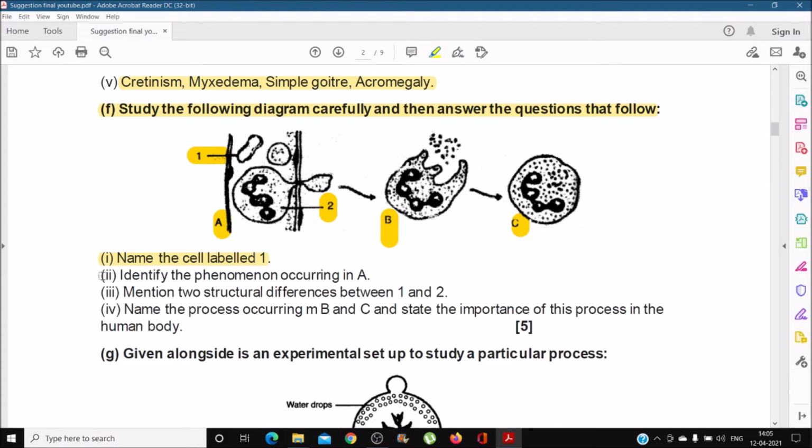Number 2. Identify the phenomenon occurring in A. In this cell, what phenomenon is occurring? You have to identify it. Number 3. Mention two structural differences between 1 and 2. Number 4. Name the process occurring in B and C. State the importance of the process in the human body.